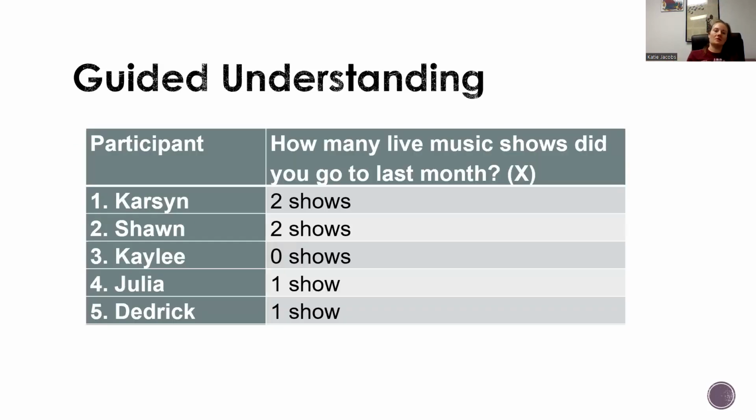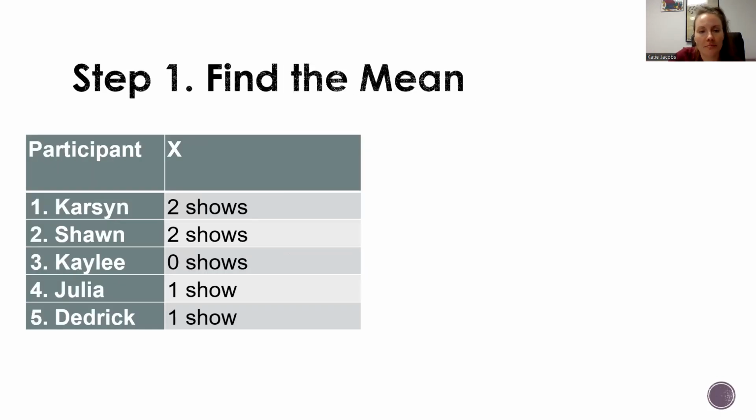All right, so let's do some guided understanding. Let's say we wanted to find the mean absolute deviation, variance, and standard deviation of this data set. So we see we have 5 different participants. They told us how many live shows they went to last month. And so we have our little data set here. If you look on our worksheet, up at the top, this data set is reflected in your worksheet here. All right, so let's continue.